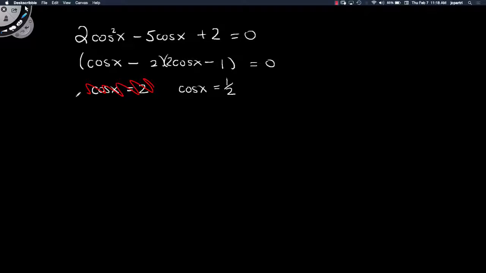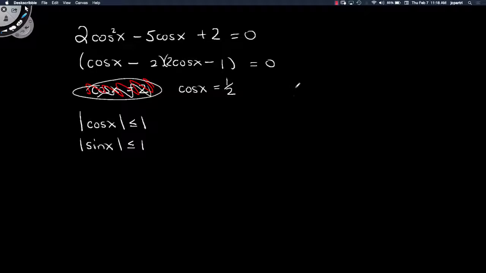And so when we first were introduced to the cosine, remember cosine of x and sine of x are bounded functions. They're part of the bounded family. And so their absolute values are always less than or equal to 1. That's why we threw this one away. Can't equal 2. And then the solutions to 1/2 are pi over 3 and 5 pi over 3. And so those are the only two solutions in the interval from 0 to 2 pi.